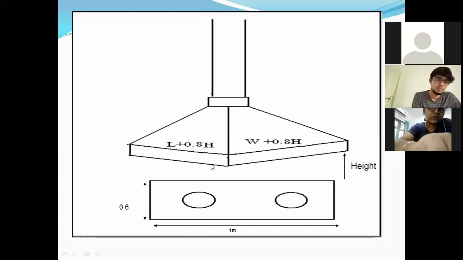So if we need to know the width of the kitchen hood, just add the width of the stove plus 0.8 multiplied by this height. You will get the width of this kitchen hood. If we need to know the length of the kitchen hood, just add this length. This L means this 1 meter. L means 1 meter plus 0.8 into H. H you can take in a range of 0.8 to 1.2 meter. Just multiply this and you'll get the length and the width.